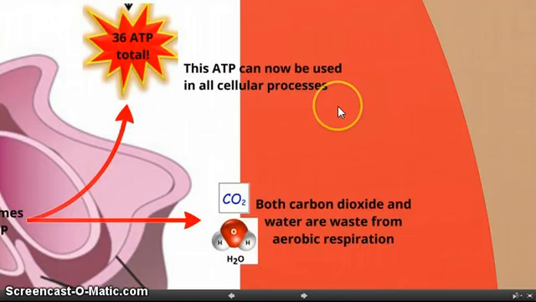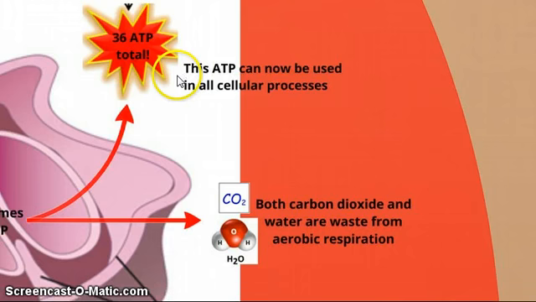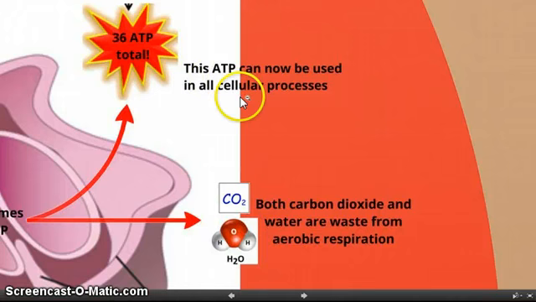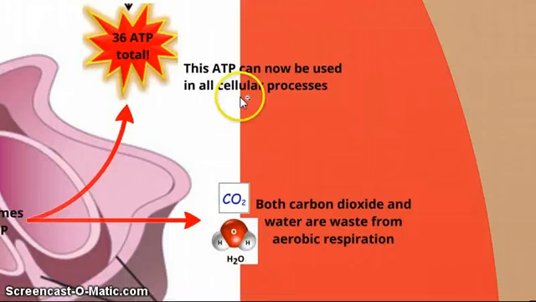And now these are our waste products. Now we have a total of 36 ATP: 2 from anaerobic respiration, 34 from aerobic respiration. Now this ATP can be used in any kind of cellular process, whether it be membrane transport, or making proteins, or moving things around the cell. It doesn't matter what it is, ATP is going to be used in any of those processes.